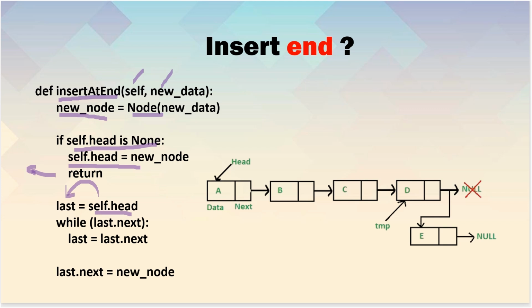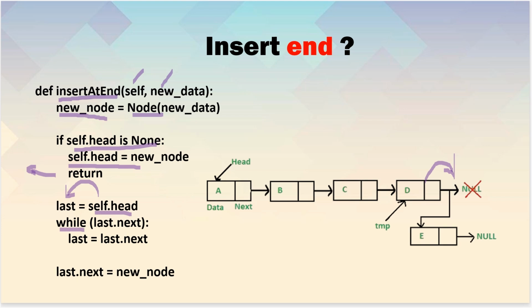and traverse the linked list starting from the head to find the last node. We do this by iterating through the linked list using this while loop that continues as long as the next pointer of the current node is not none. That is, when last.next is pointing to none, the while loop breaks.